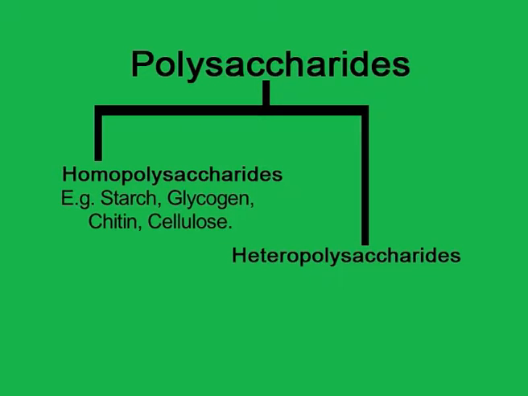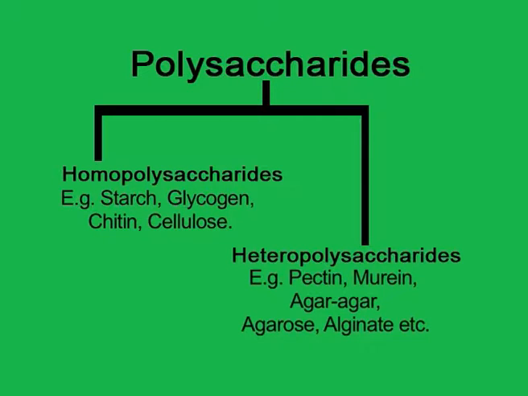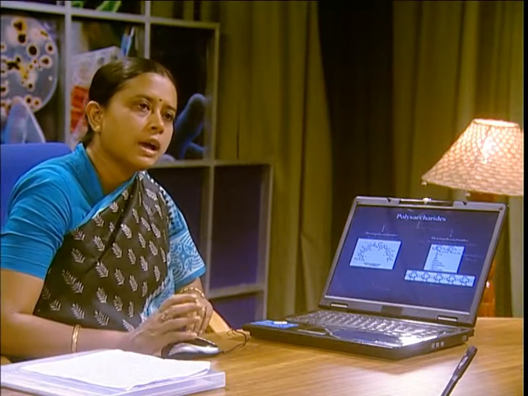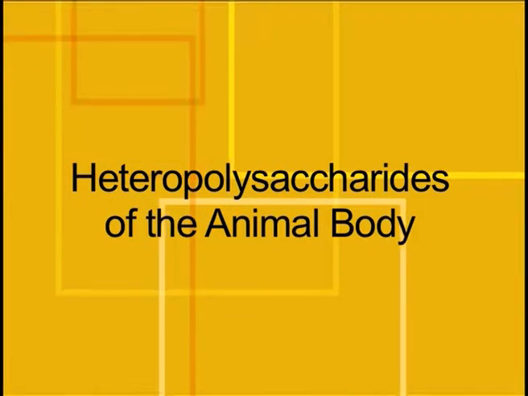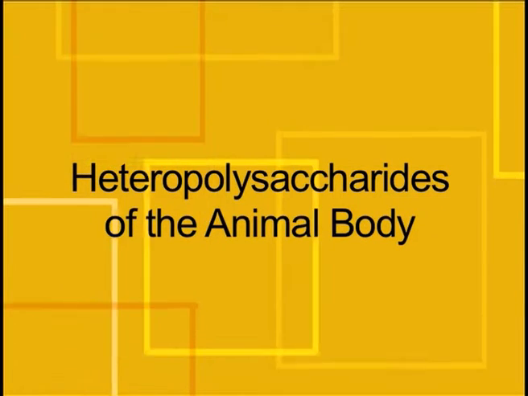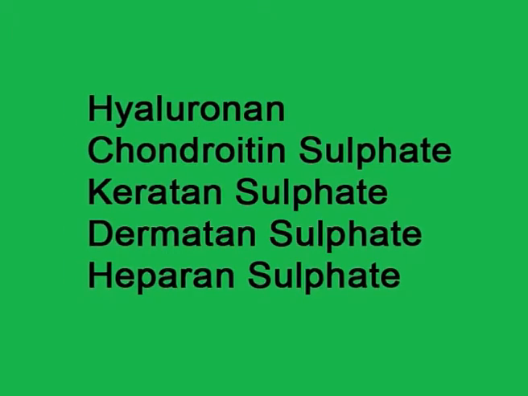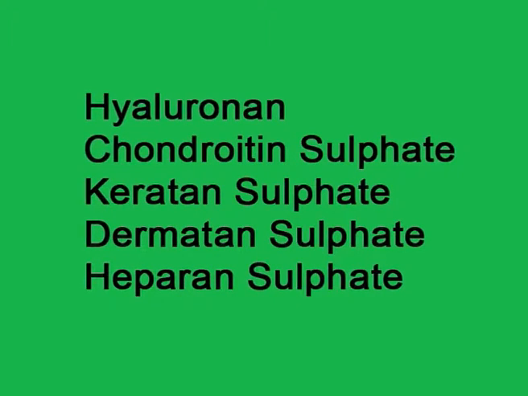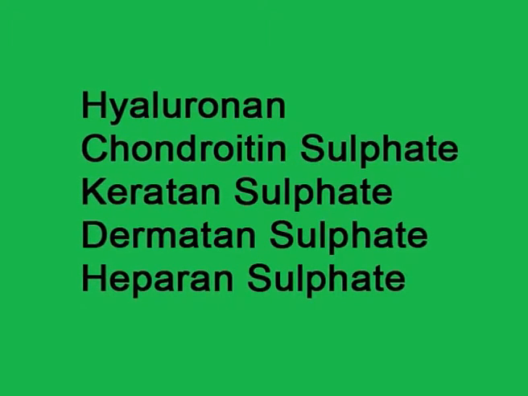Now, about heteropolysaccharides. Heteropolysaccharides are pectin, murein, agar-agar, alginate, and these are classified on the basis of their presence in either plant cells, animal cells or bacterial cells. These are the important heteropolysaccharides of the animal body: hyaluronan, chondroitin sulfate, keratan sulfate, dermatan sulfate, and heparan sulfate.